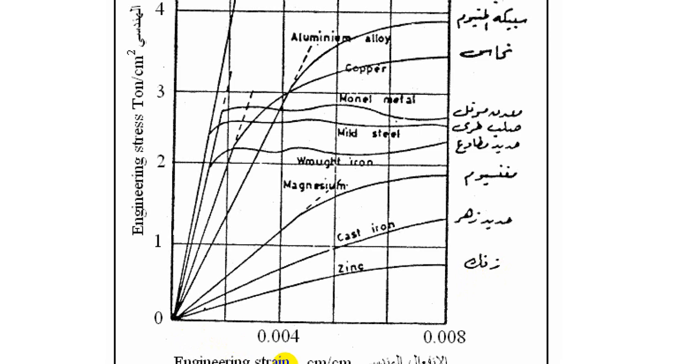As you can see, the engineering strain, or the nominal strain, is plotted on the horizontal axis. This is the geometrical strain, or the nominal strain, and the engineering stress is called the nominal stress.